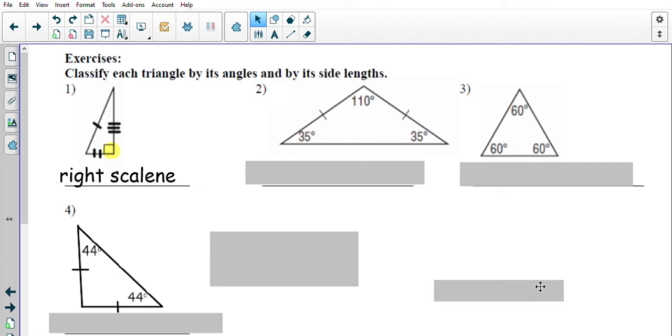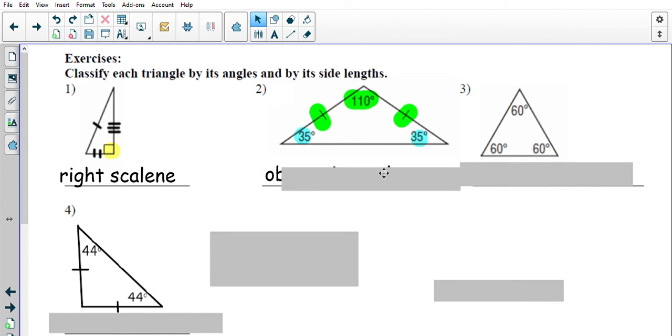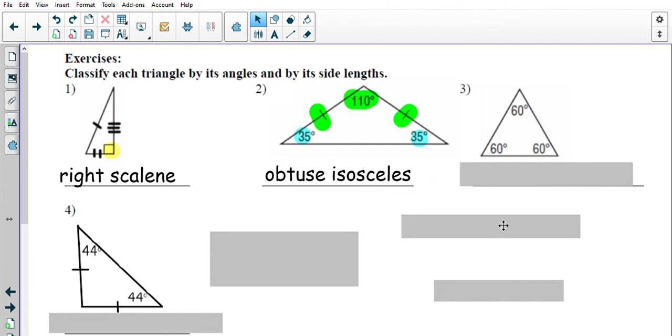All right, taking a look at number 2. First off, we notice that we have an obtuse angle up here at the top that I'm going to go ahead and highlight. That means this is an obtuse triangle. I also notice single tick marks here and 2 congruent angles down below that I'll highlight in blue. It tells me that we have an obtuse triangle, but it also happens to be an isosceles triangle since I have 2 angles and 2 sides being congruent.